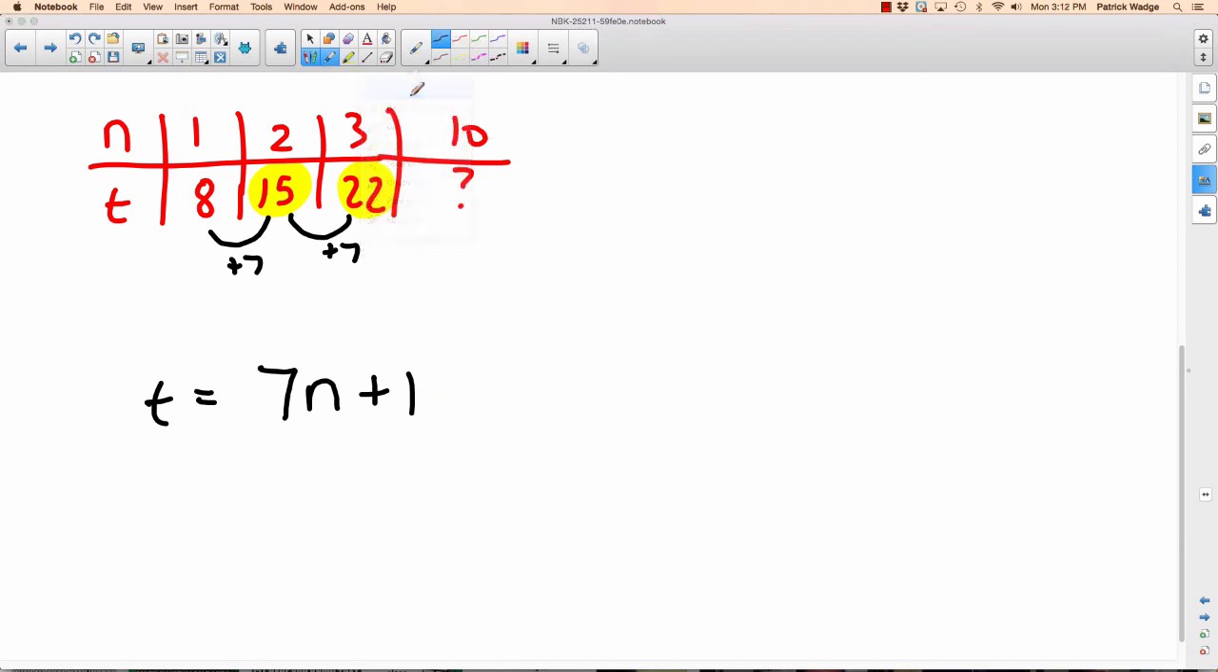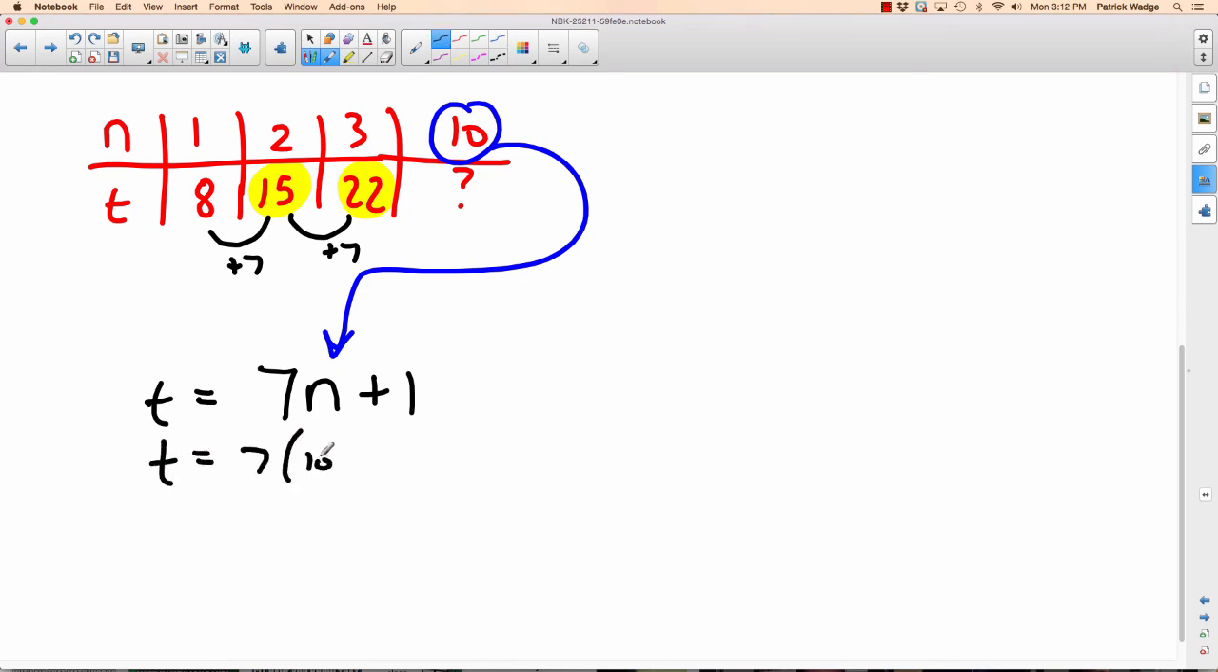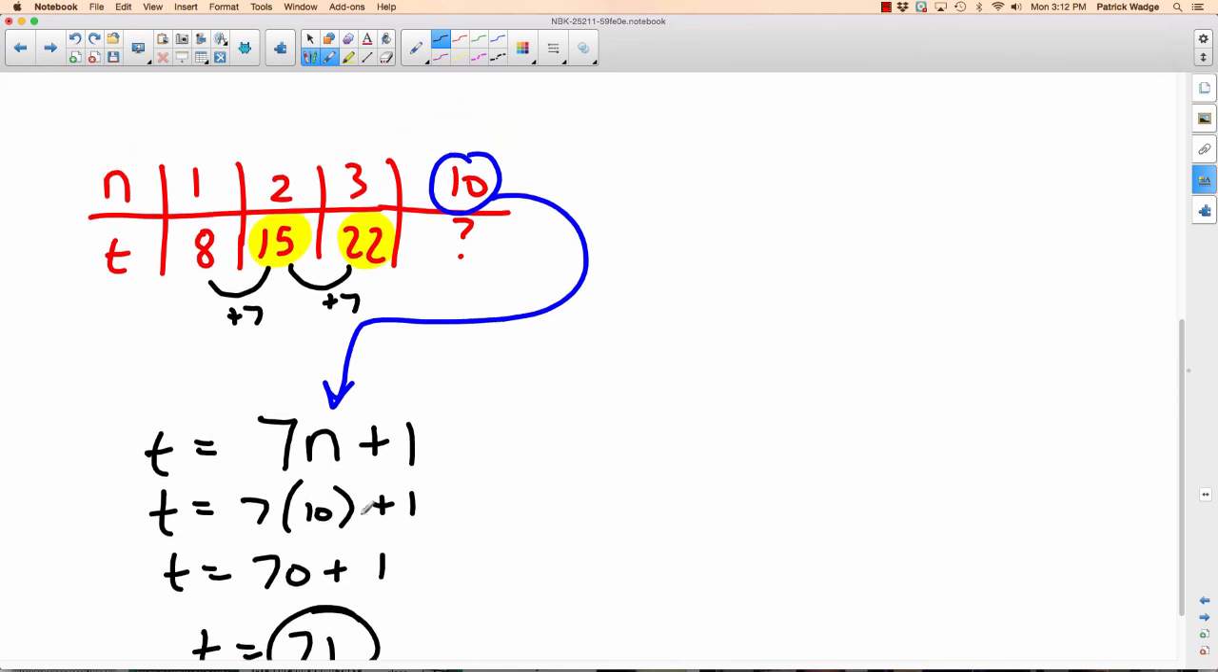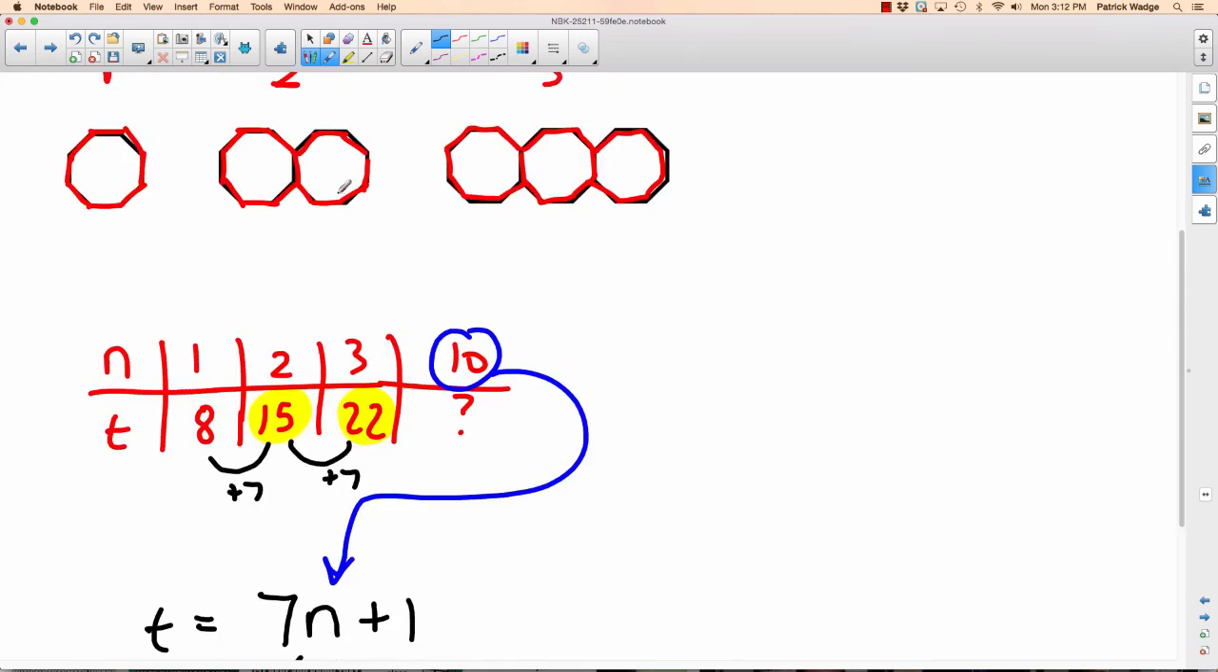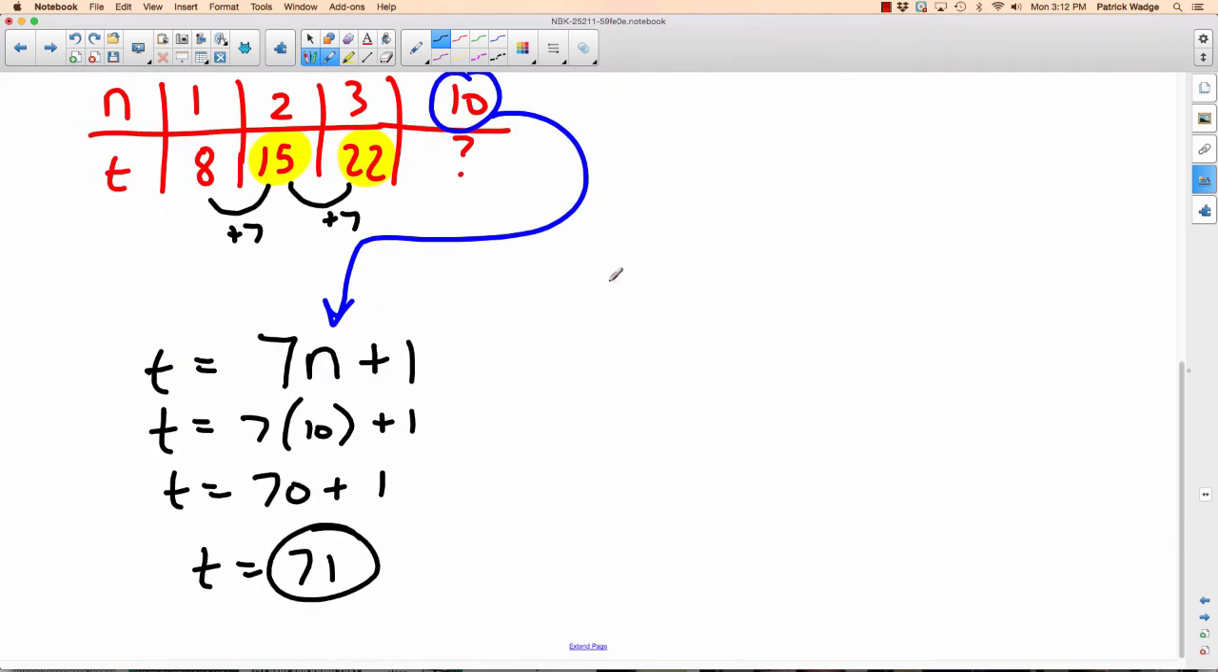So how am I going to do this? Simple. Now that I have the formula, it's no problem, right? I'm going to take this 10 right here, and I'm going to put it in right there. So I get t equals 7 times 10 plus 1. t equals 7 times 10 is 70 plus 1. t equals 71. There's our answer. If we wanted to put 10 of these shapes stuck together, 10 in a row, it would take 71 different sides or edges in order to draw that.